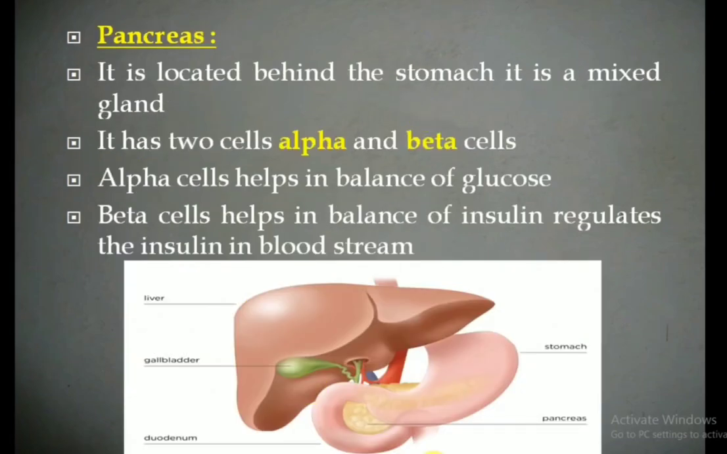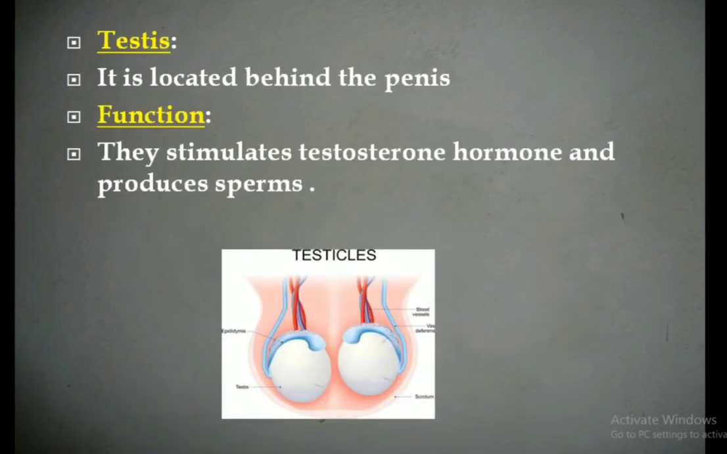Next we will see the pancreas. Here in the image you can see the pancreas. Where is the pancreas located? It is located behind the stomach. It has two types of cells, alpha cells and beta cells. Alpha cells maintain the glucose levels in the blood, and beta cells help in maintaining the balance of the insulin in the blood.